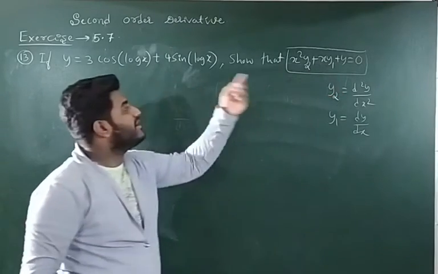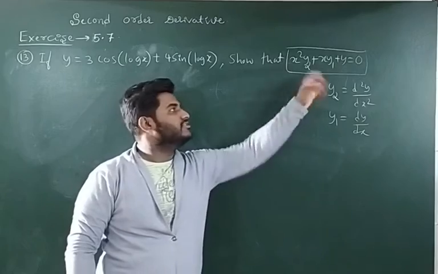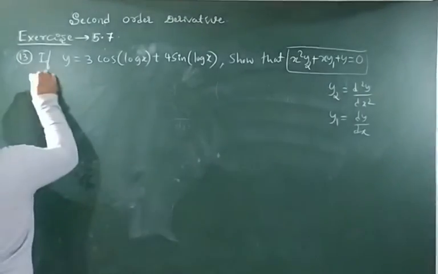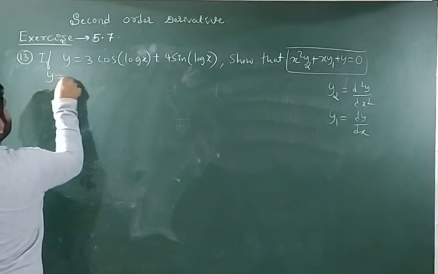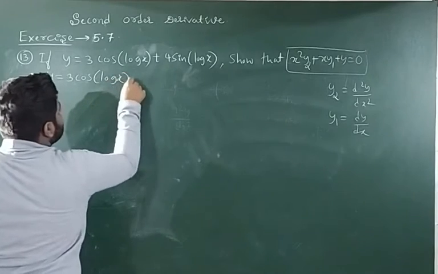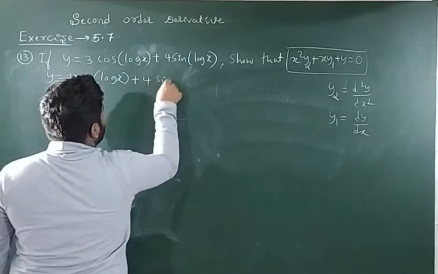Then y is already given, so you have to take it and put it into this equation. We should show that it is exactly equal to 0. Okay, let us start. What is y? y is given as 3 cos of log x + 4 sin of log x.